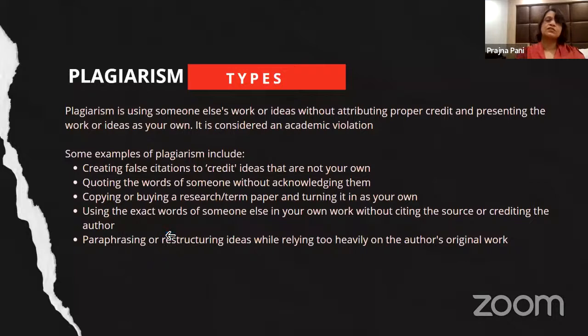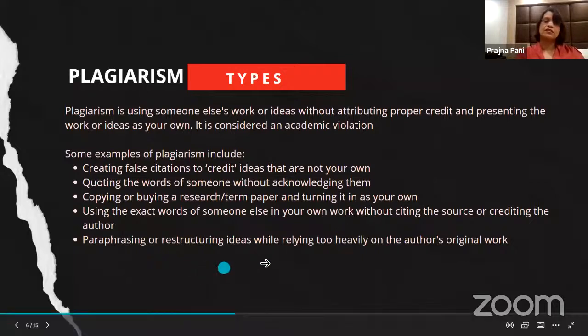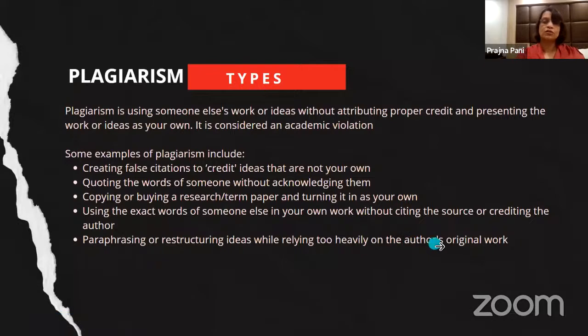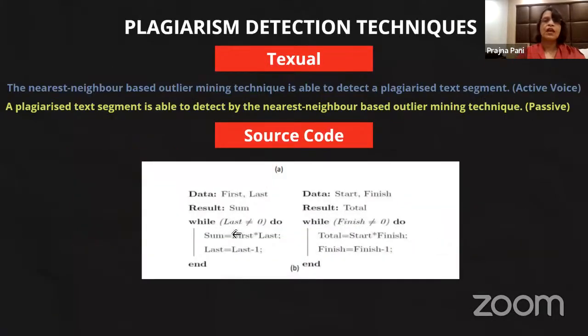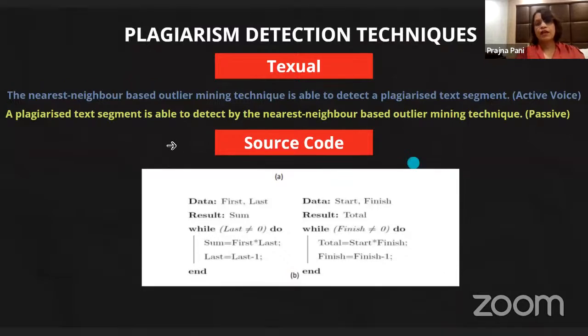Use the exact words, the verbatim of someone else, in your own work without giving credit to the original source. Paraphrasing or restructuring ideas while relying too heavily on the author's original work. So now I would be talking about the plagiarism detection techniques. Broadly, they are classified into two types. One is textual and the other is source code. Those who are from the engineering departments can very well understand this source code.